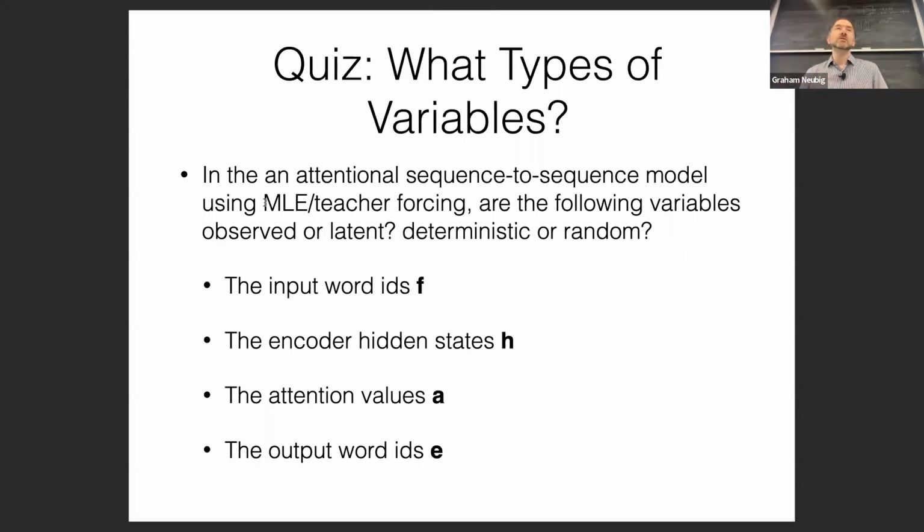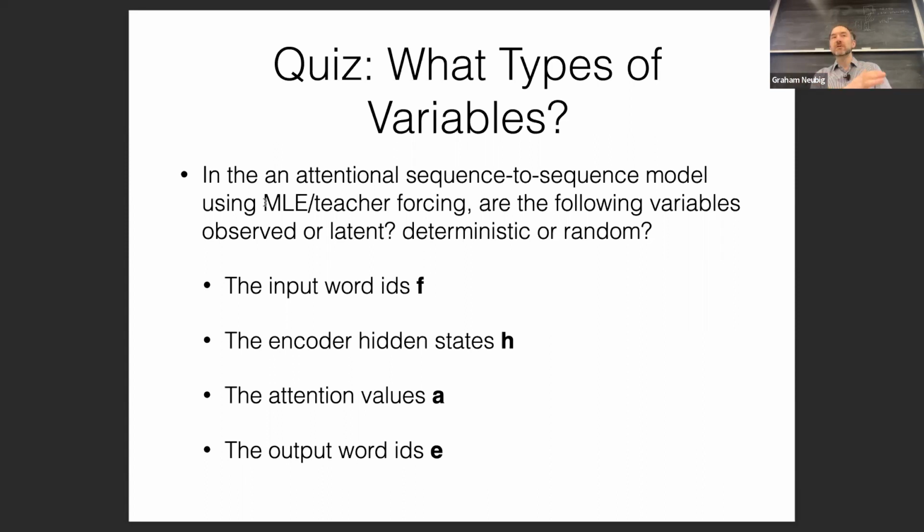And then the output word IDs, E. Observed and deterministic, or at least at training time, they're definitely observed, right? And then at test time, you could treat them as latent variables in some cases. And these are not deterministic, these are random variables. The reason why they're random variables is because we're calculating a probability over them. We can do things like sample over them. Very often we'll be sampling a whole bunch of outputs. So these are the things that we're actually trying to model the probability of.